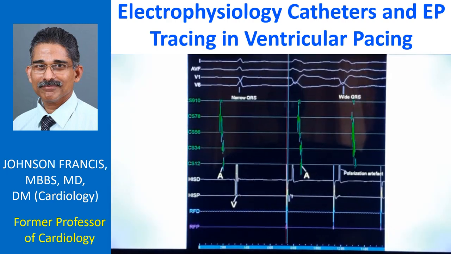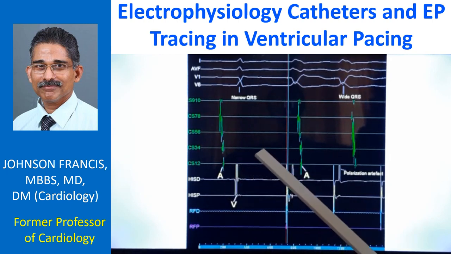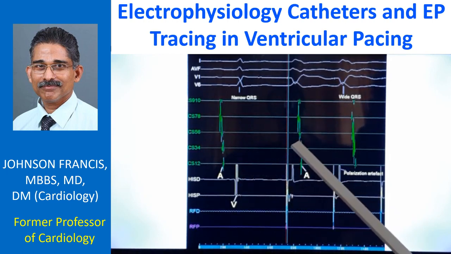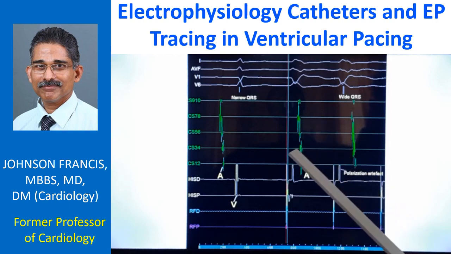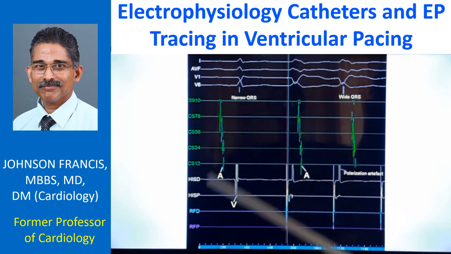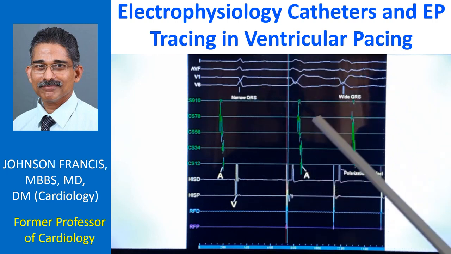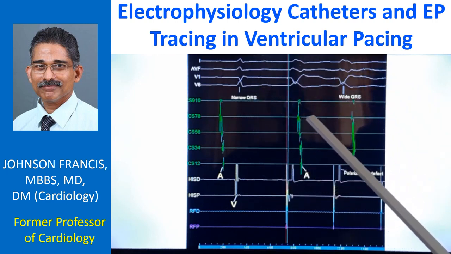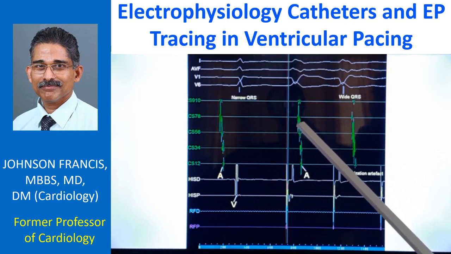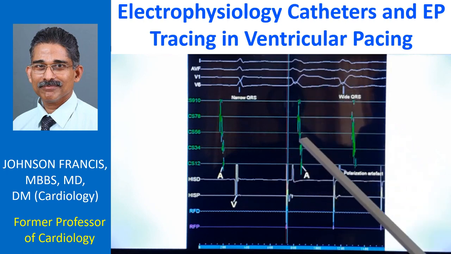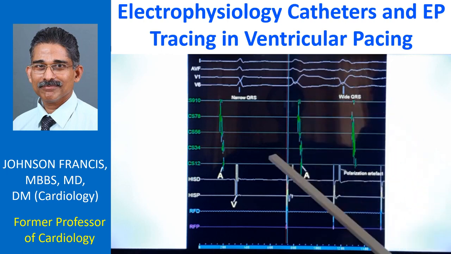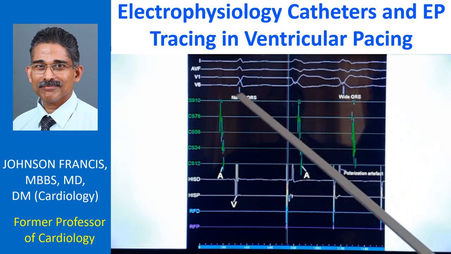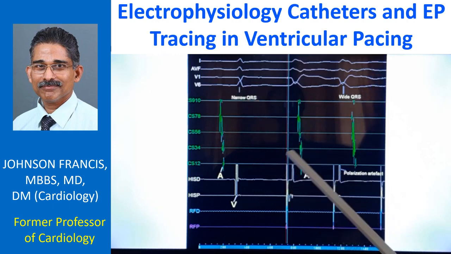Proximal ends of the multi-electrode catheters are connected to a junction box, which is taken to the EP recorder, and from which you have tracings displayed on the monitor. The timing is displayed here in milliseconds. The speed of sweep of the tracing is much higher than in conventional ECG, which is only 25 millimeters per second. This could be 200 millimeters per second, fast tracing, so that all the complexes will be wider. This is a normal narrow QRS which also appears wide because of the fast sweep speed.